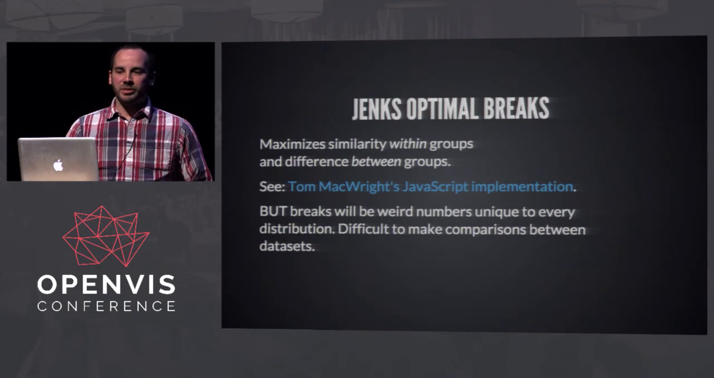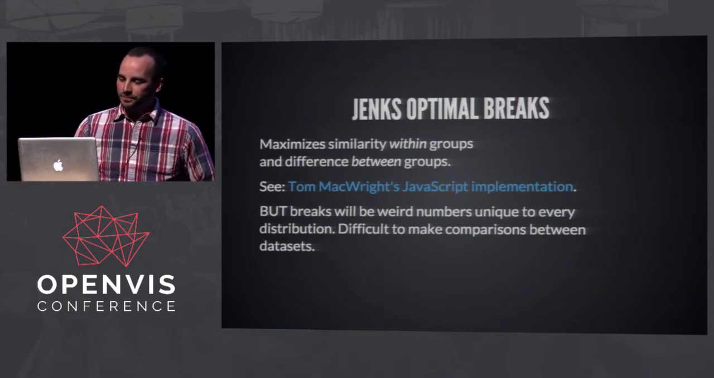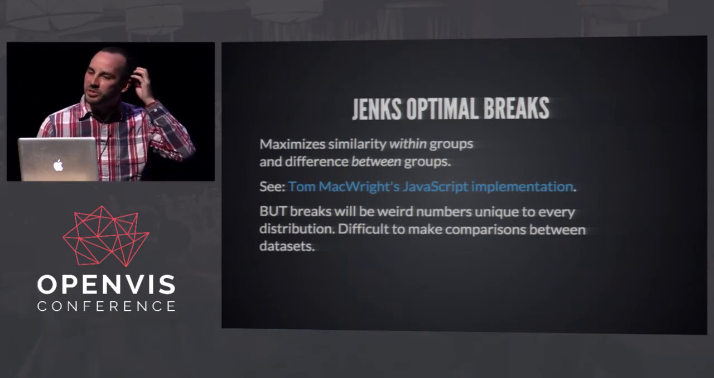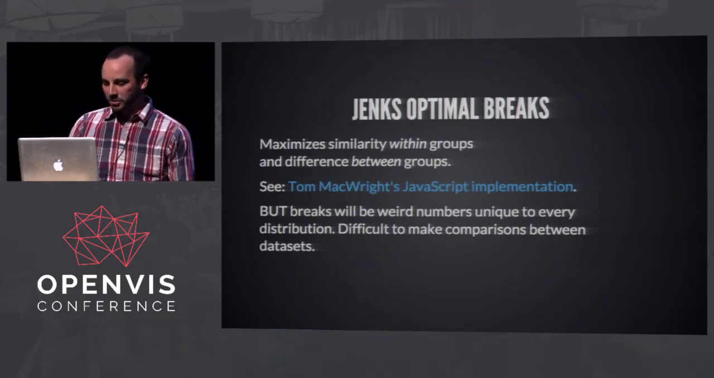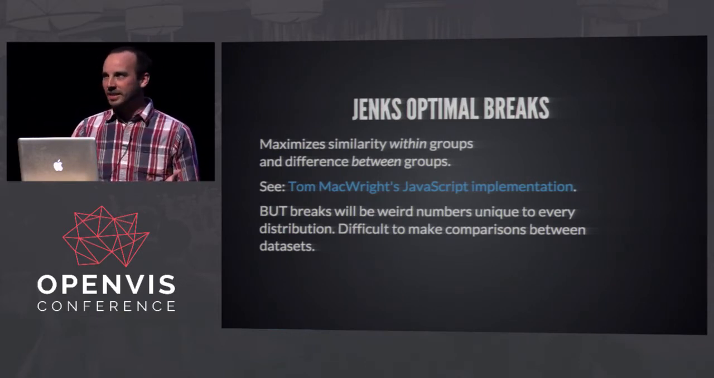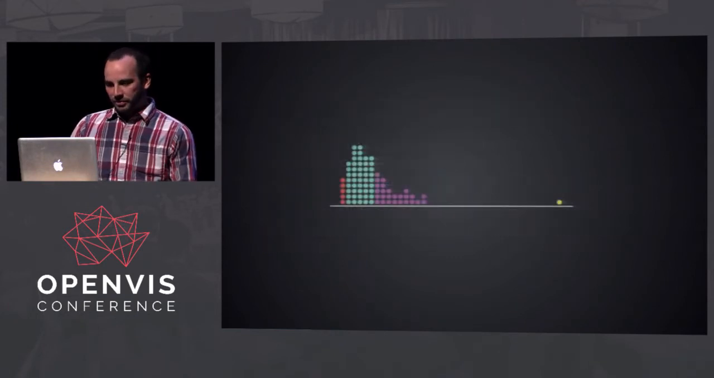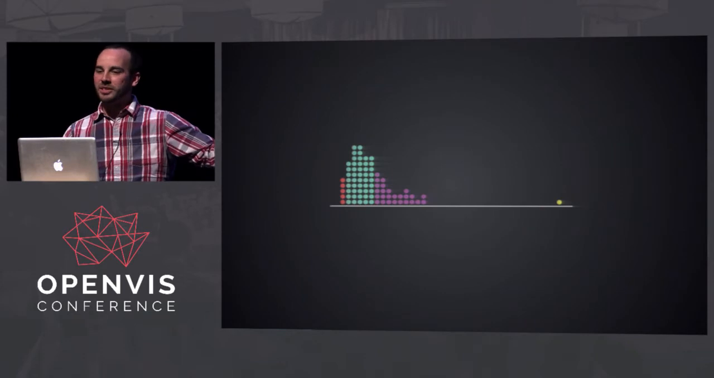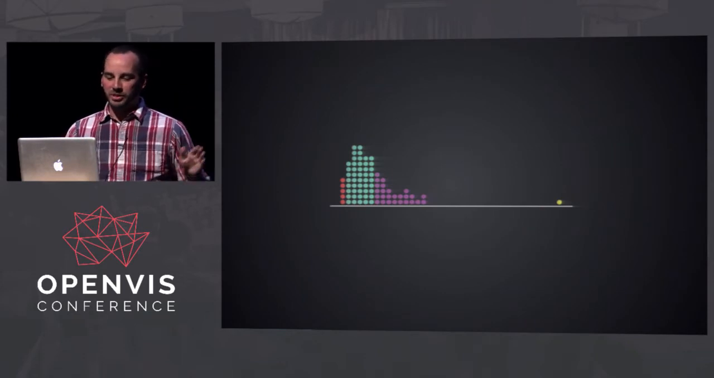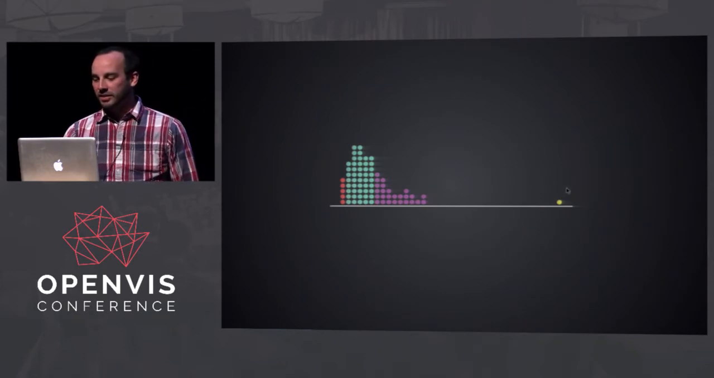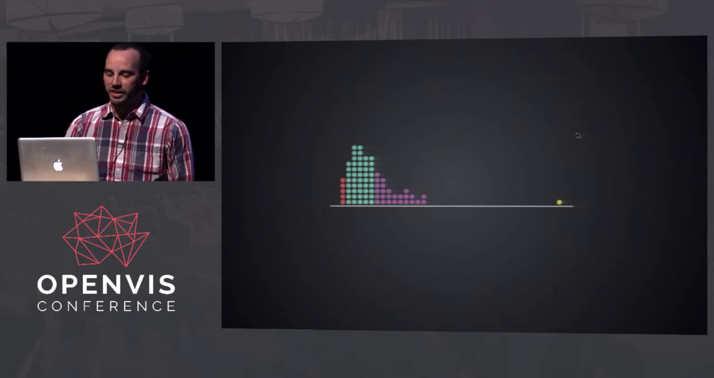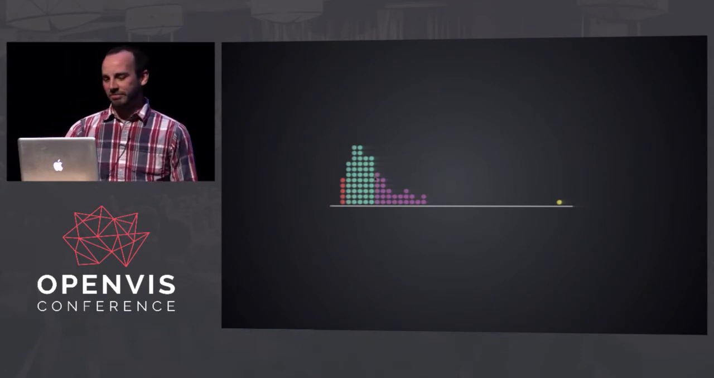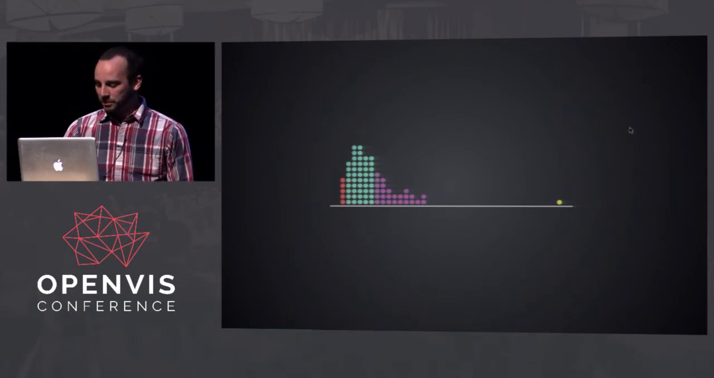Like, this is going to give you some of those weird numbers, and they're going to be crazy different for every distribution, and it may be difficult to compare, or to maintain consistency. This is a fake classification, but it might look something like this on this histogram. For one thing, this outlier is definitely going to be all by itself, because that is clearly a natural break in there. And then you would have some other reasonable breaks in the middle.